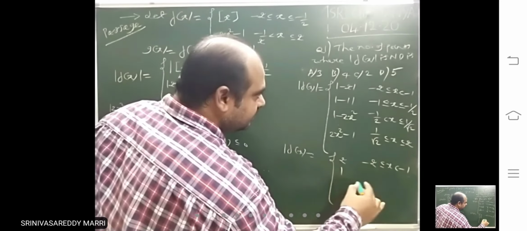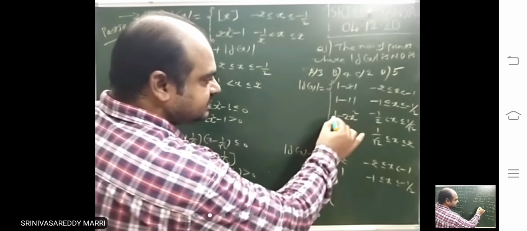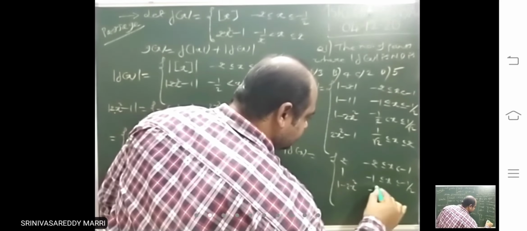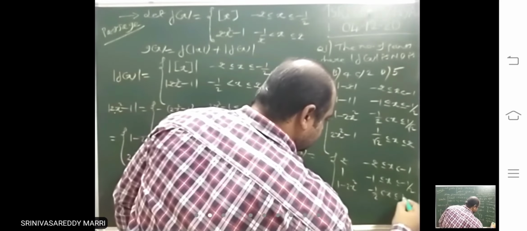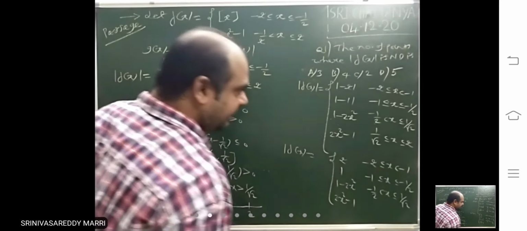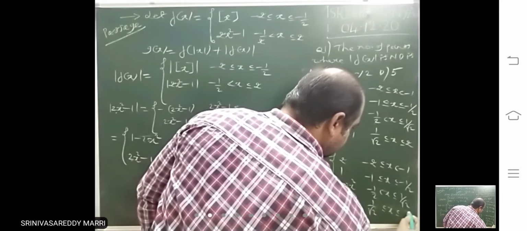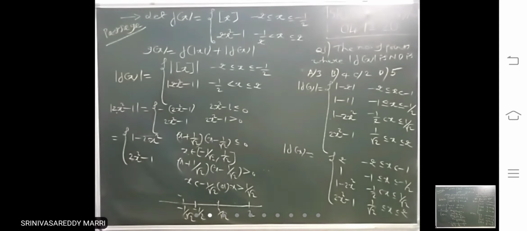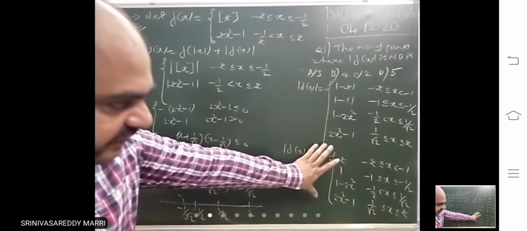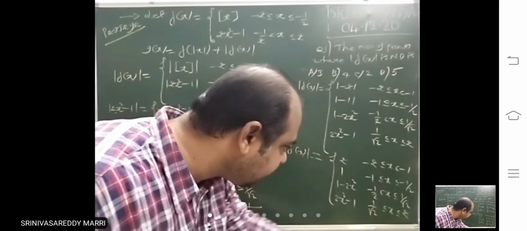So this is 1. So this is 1 minus 2x square. So this is 2x square minus 1. So now we got what is modulus f of x. Now you can easily check continuity and differentiability. What are the rule changing points? Minus 1, minus 1 by 2, 1 by root 2.